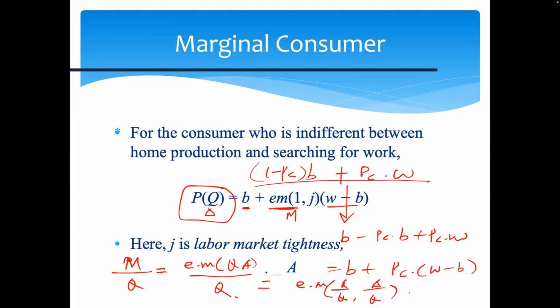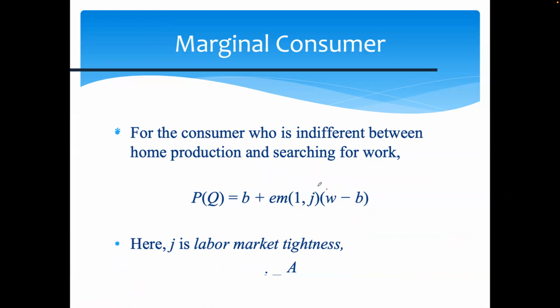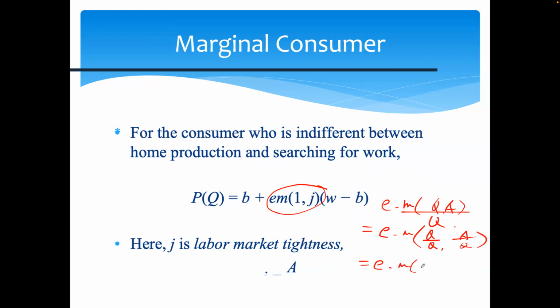Now we understand where we are. Basically, this is coming from E times M of Q and A, divided by Q, and then we simplify this to E times M of 1 and A over Q.